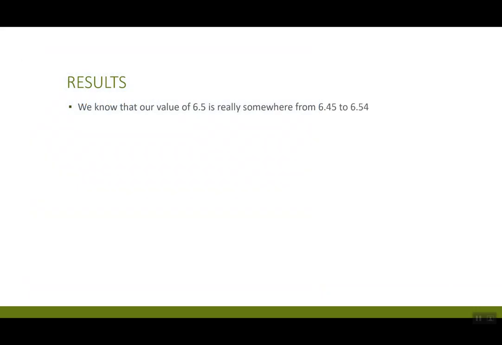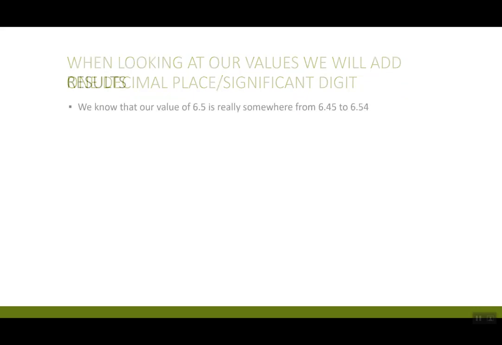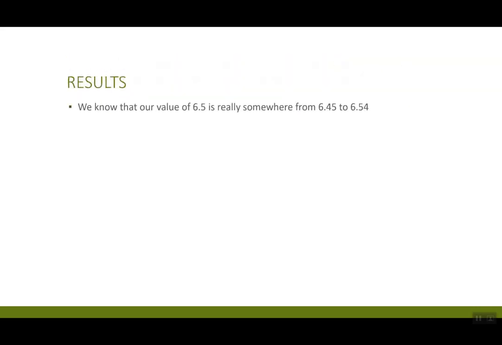So I have these two numbers that I know my 6.5 is between. Somewhere from 6.45 all the way up to 6.54. But every time I try this, we are going to look at our value and add one more decimal place, which means I'm really adding a significant digit. Like with the 6.5, let's go back real quick. I had two significant digits, and then by adding one more number, I've gone up to 3. So whatever I give you, let's just add one more.